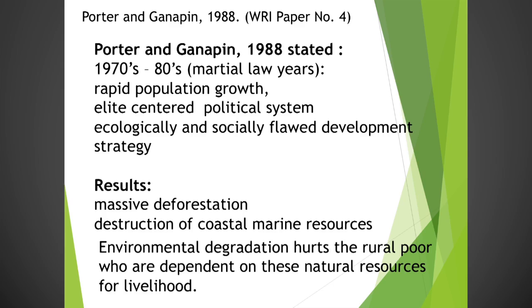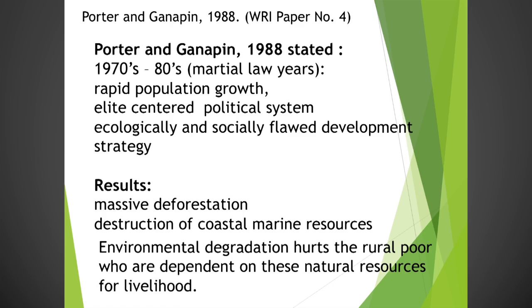In 1998, Porter and Ganapin stated that in the 70s to 80s, which are actually the martial law years, there was rapid population growth, and the type of governance that we have is what was described by the authors as an elite-centered political system. And the development strategy is what is known as ecologically and socially flawed. Now, why is this so?